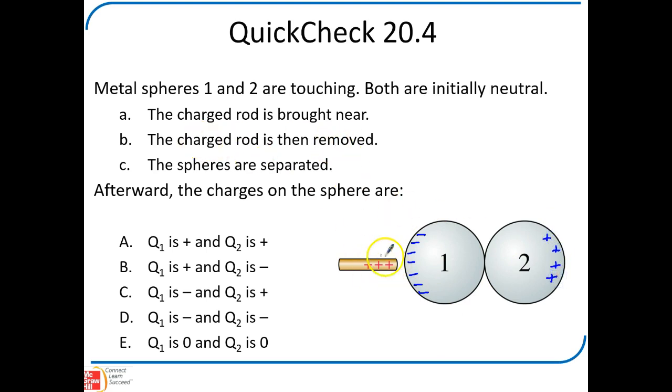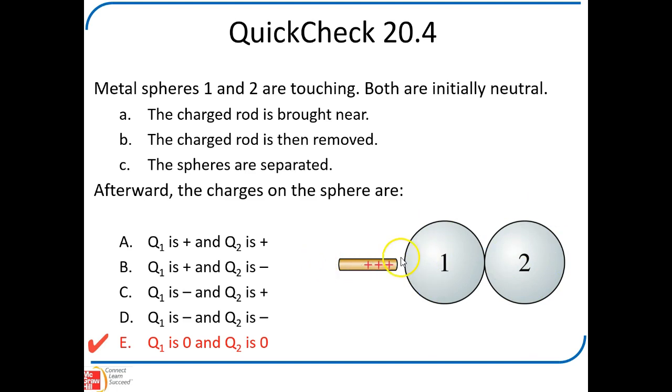We then remove the rod, so now the rod goes away. The instant that that happens, these charges move back. And now we have equal positive and negative charges. So I'm just going to do this. We have equal positive and negative charges on both spheres. That means the only answer we can use here is both Q1 and Q2 have to be 0. They have to be neutral. So there's no net charge on either one of those spheres.